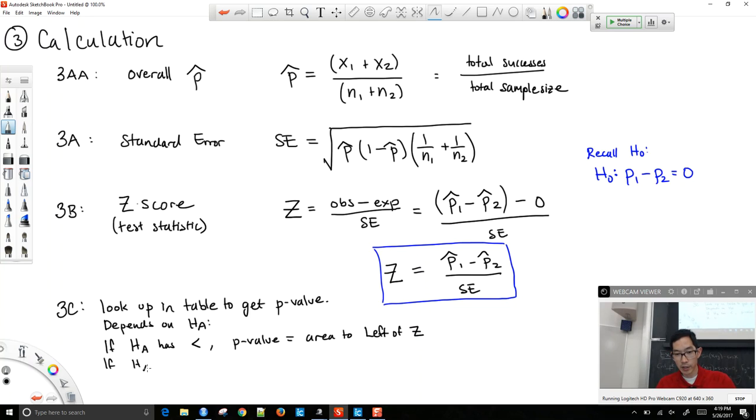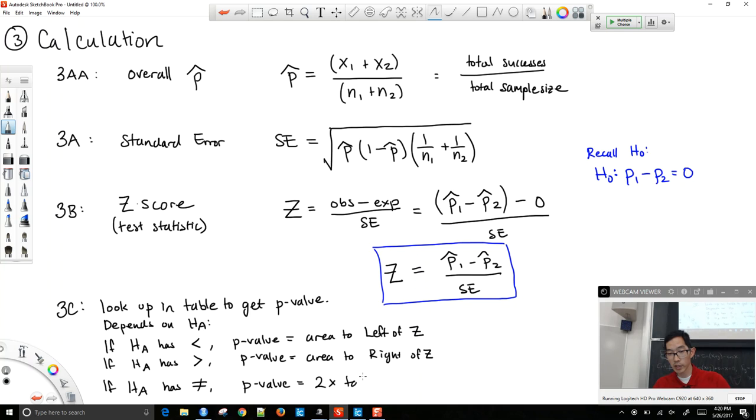If the alternative has a greater than sign, then the p-value is equal to the area to the right of z. And lastly, if the alternative has a not equal sign, the p-value is equal to what? 2 times the tail area. And the tail area is always the area going away from 0. So that's how we get our p-value. So far so good? It should be very familiar, the form and structure of this hypothesis test.